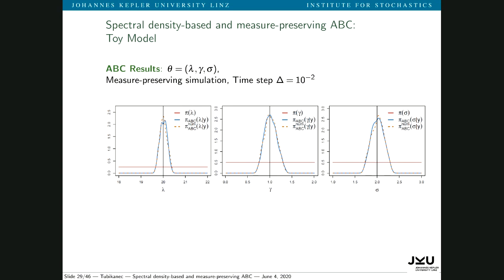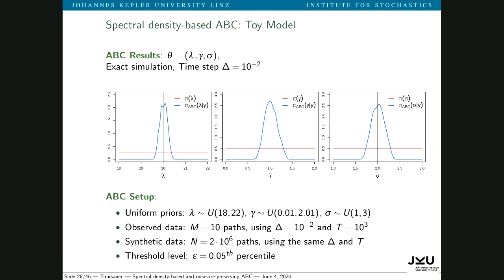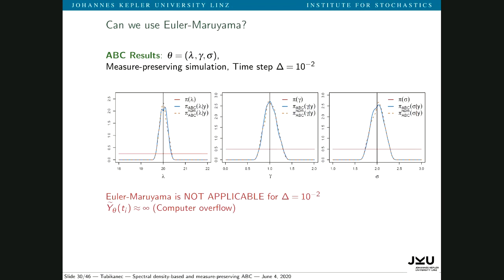And I hope this will not shock the audience too much, but in this setting, Euler-Maruyama is not even applicable. It means it's not applicable for the chosen time step, which is 10 to the power of -2 here, because it produces paths with such overestimated second moment that the data is computationally pushed to infinity, and we end up with computer overflows, and we have no chance to derive an ABC posterior.